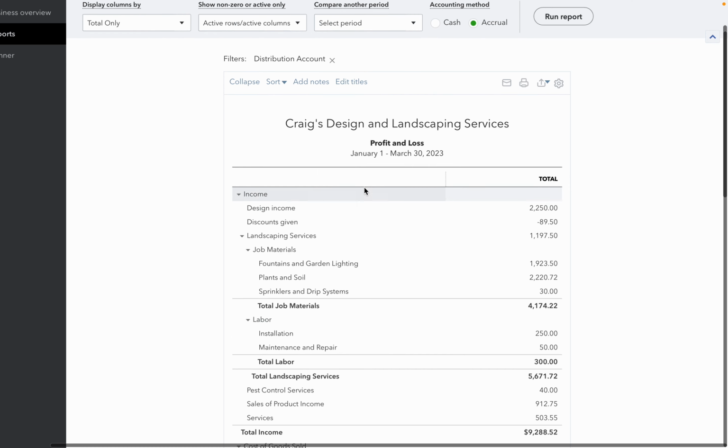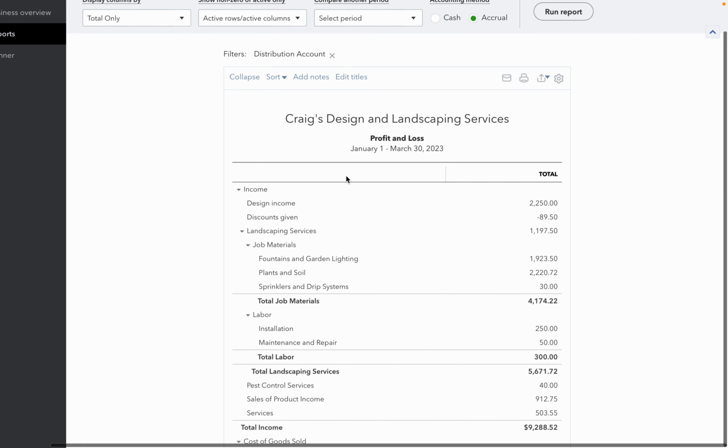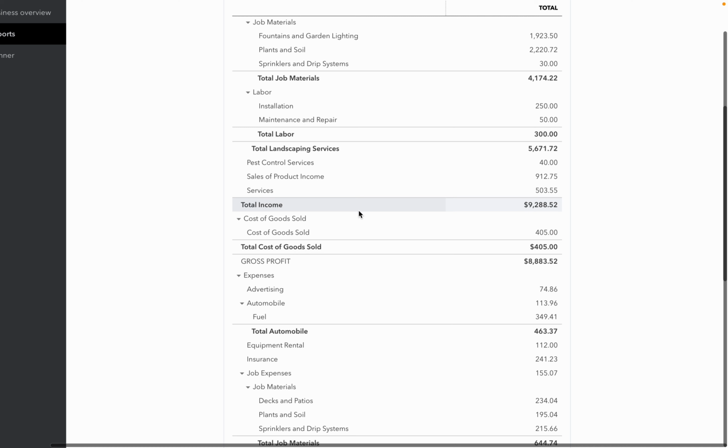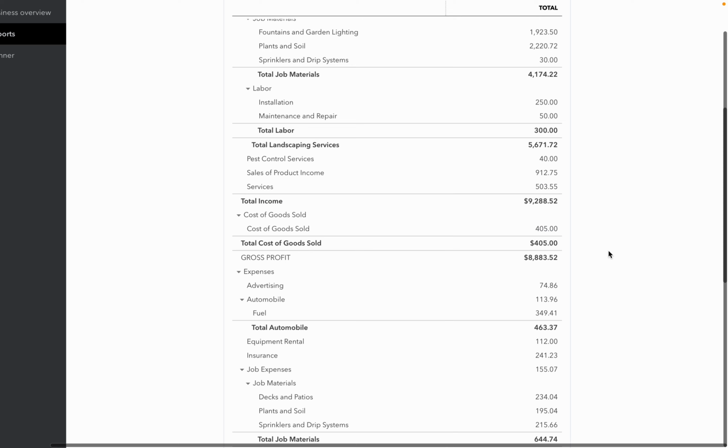So you're going to have your income up top, which is all of your gross sales. You're going to have your cost of goods sold coming next, which is going to be the cost of product that you had sold. Your merchant fees are going to be sitting in here. Any subscription fees for your websites will be sitting in here. And then as well as your shipping and freight.